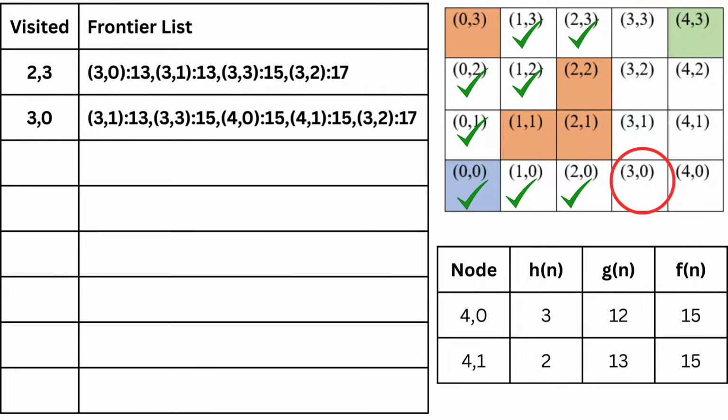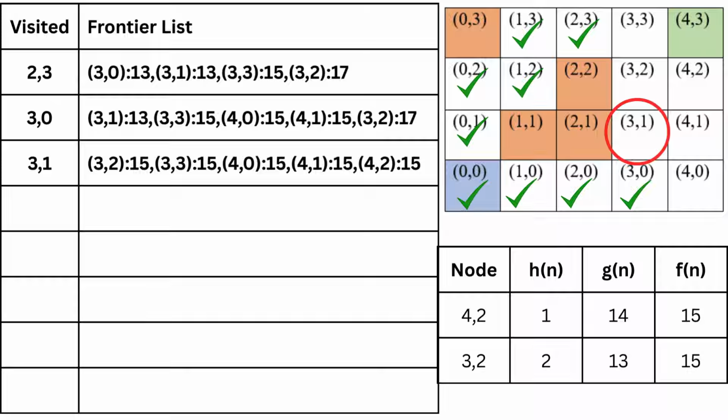The next node in the queue is 3,0. From 3,0, 3 movements are possible: 4,0, 4,1 or 3,1. 3,1 is already in the list with the least cost of 13, so we will not append it again. The rest two are 4,0 with cost 15 and 4,1 with cost 15. They have been appended at the end of the queue but before 3,2, because it has a higher cost, that is 17. 3,0 has been visited.